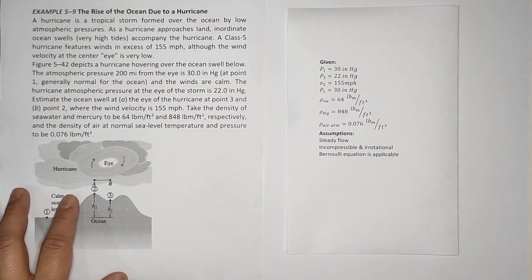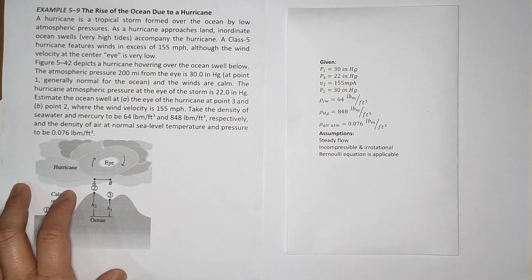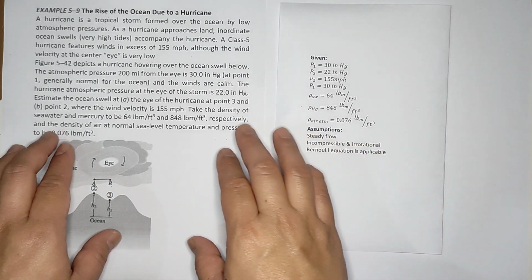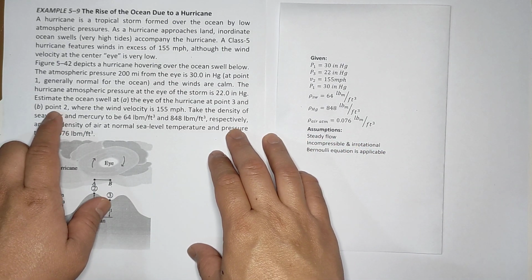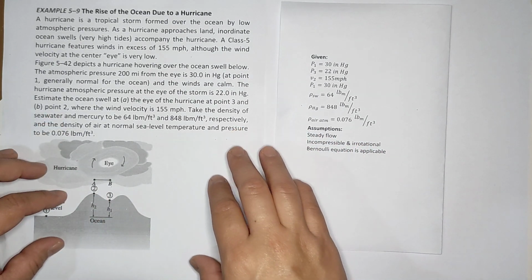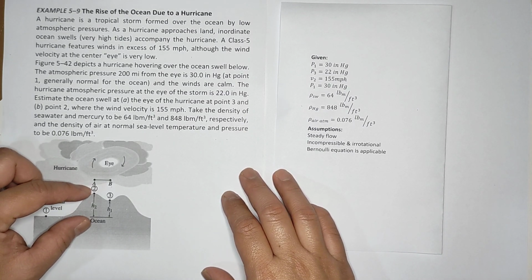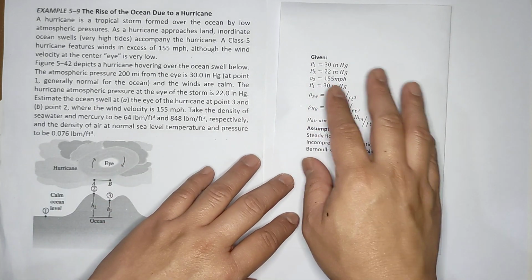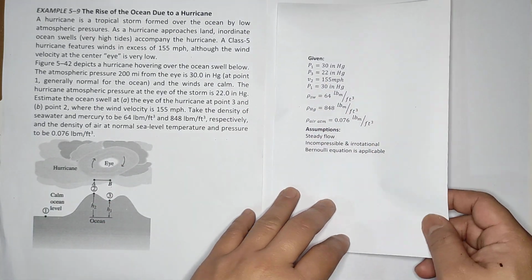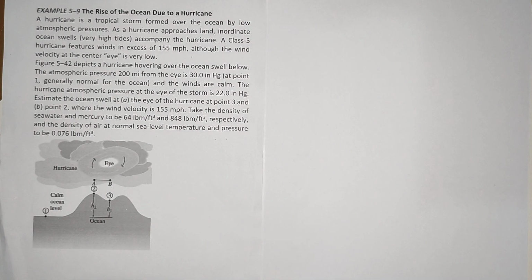So here's part 2 of this problem. We are going to solve for letter B, that is the swell at point 2. So this one, we are solving for this. So you have the given. So let's now solve.